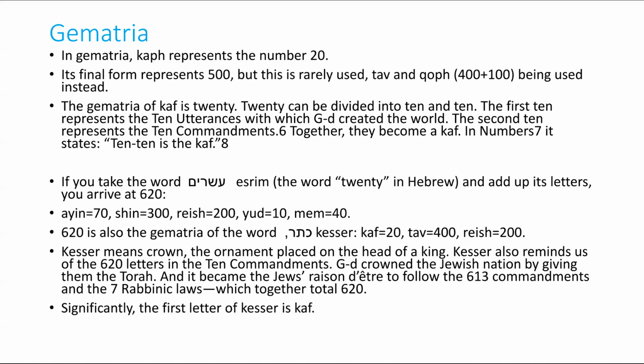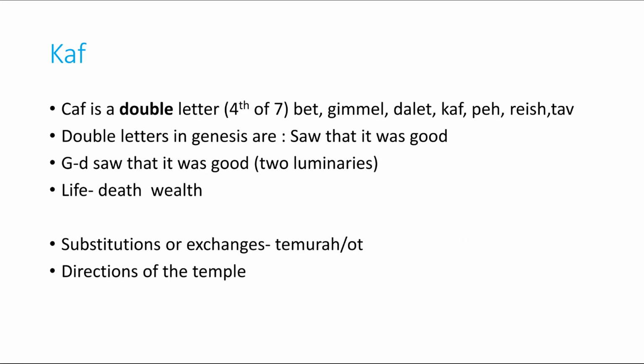But these are some of the ideas that we will think about when we think about the gematria of the kaf and what it means. Kaf is a double letter, like bet, and some of the other ones you've had. It has a different sound with and without the dot. Kaf and chaf. It's the fourth of the 7 double letters. You've come across bet, gimel, dalet. Now we've got kaf, and we'll soon have pay, resh, and tav next semester.